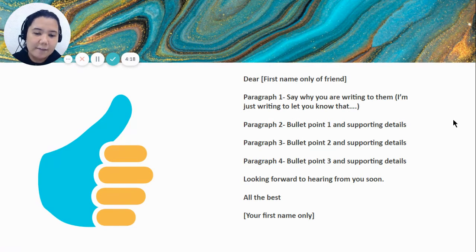Next, you should have at least 4 paragraphs. In the first paragraph, you have to say why you're writing to them. For example, you have there the phrase, "I'm just writing to let you know that." In paragraph 2, this should be your bullet point number 1 and then your supporting details. Your bullet points 1, 2, and 3 will be in your task card. You should be able to follow that and continue with paragraphs 3 and 4.